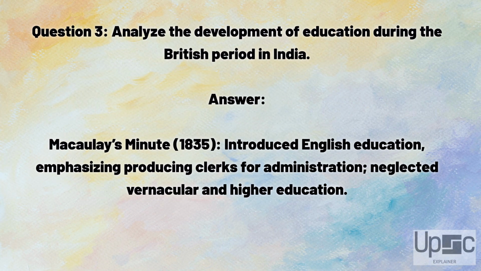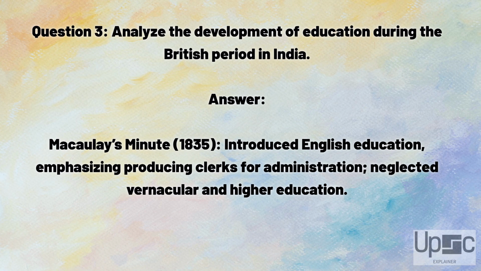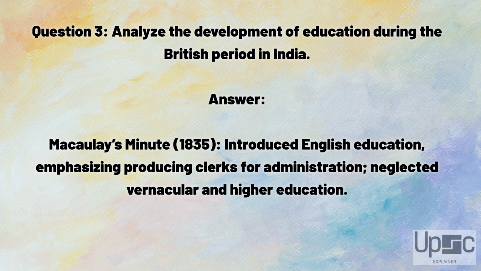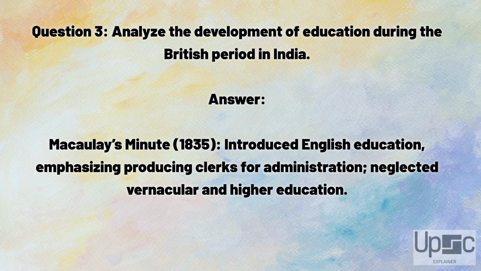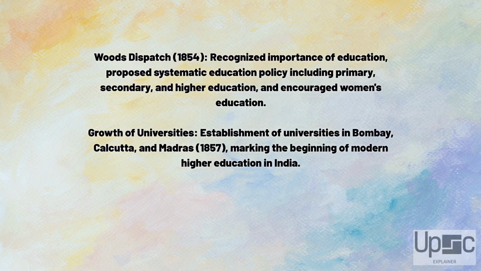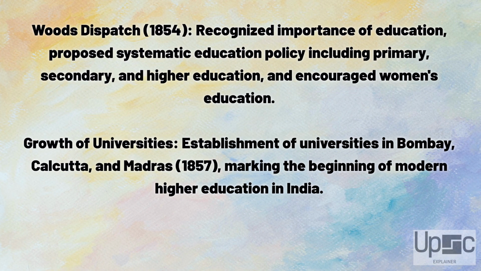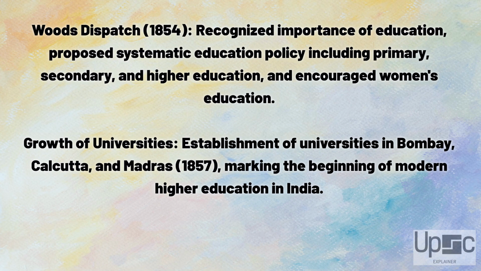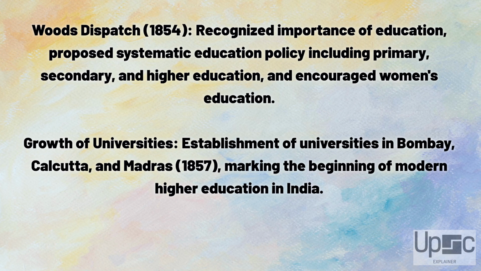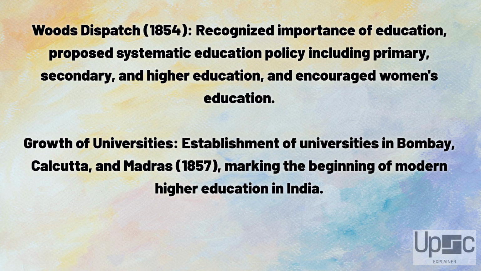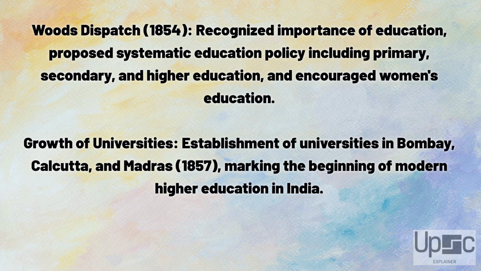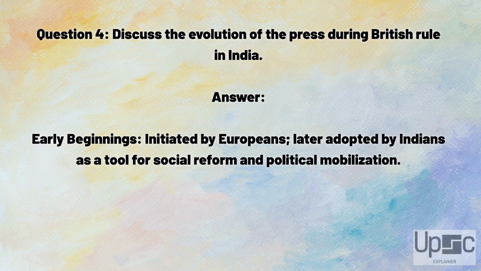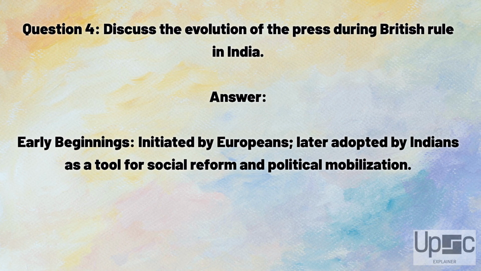Question 3. Analyze the development of education during the British period in India. Answer. Macaulay's Minute, 1835, introduced English education, emphasizing producing clerks for administration, neglected vernacular and higher education. Wood's Dispatch, 1854, recognized the importance of education, proposed a systematic education policy including primary, secondary, and higher education, and encouraged women's education. Growth of universities, establishment of universities in Bombay, Calcutta, and Madras, 1857, marking the beginning of modern higher education in India.